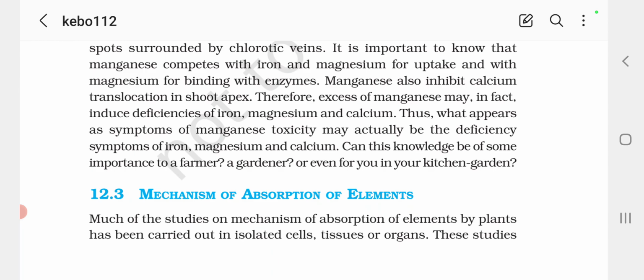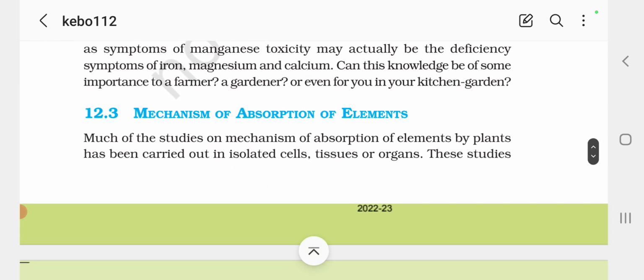Thus, what appears as symptoms of manganese toxicity may actually be the deficiency symptoms of iron, magnesium, and calcium. Can this knowledge be of some importance to a farmer, a gardener, or even for you in a kitchen garden? 12.3 Mechanism of absorption of elements.